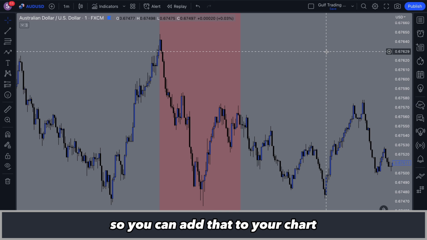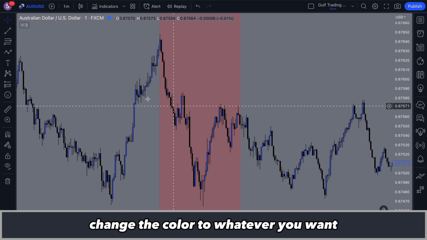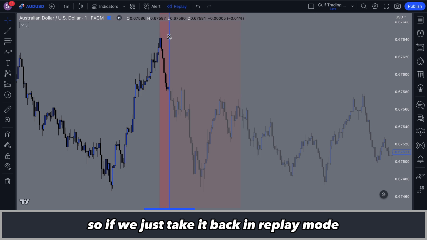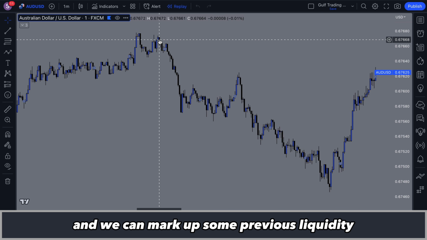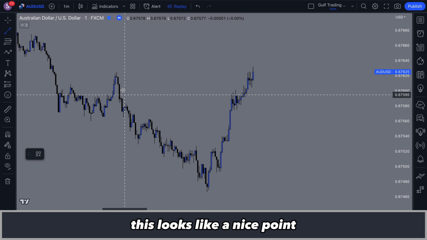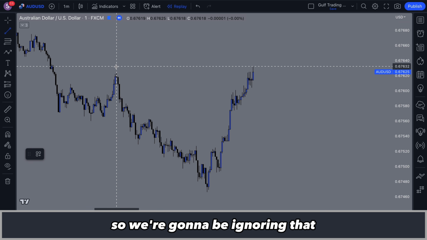So you can just add that to your chart, change the time to 10 to 11, change the color to whatever you want, and it will highlight the background for when you're looking for setups. So if we just take it back in replay mode to just before 10 a.m., we can mark up some previous liquidity. The first thing I see looks like a nice point, but as you can see, it's been taken just before 10 a.m. So we're going to be ignoring that.